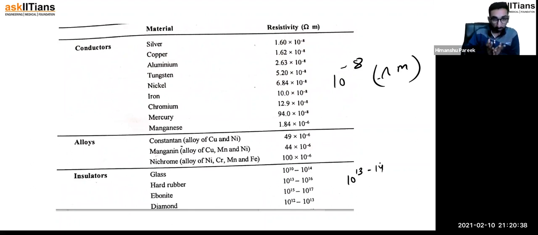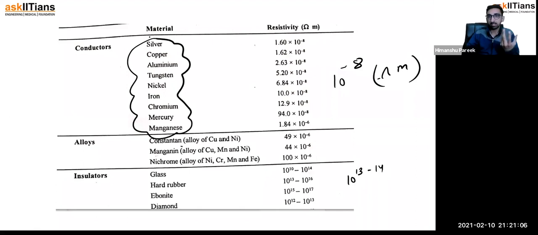So hard rubber, ebonite, diamond, glass, all these things are the insulators, and they hardly allow the current to pass through them. But for the conductors, we can see these are mainly conductors. See guys, you don't need to remember the values. I have not brought this picture just to make you memorize these things. No, that is not required at all. But what you must emphasize here is, okay, these are the metals and their resistivity value is very small. It's in 10 to the power minus. And these are insulators and their resistivity value is very high. That's what you should realize from here.